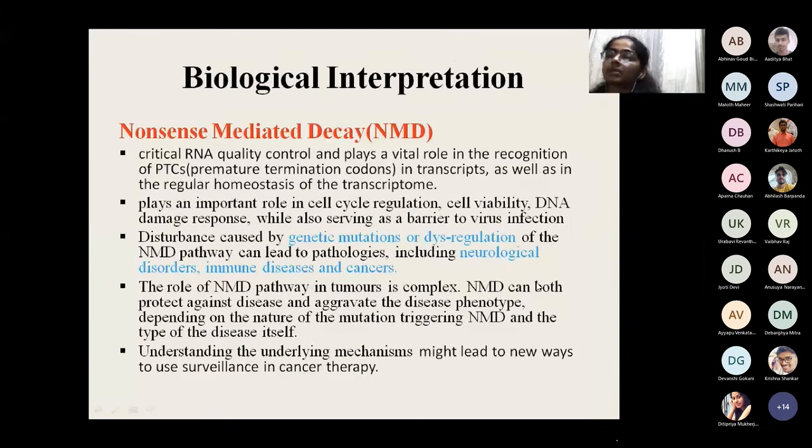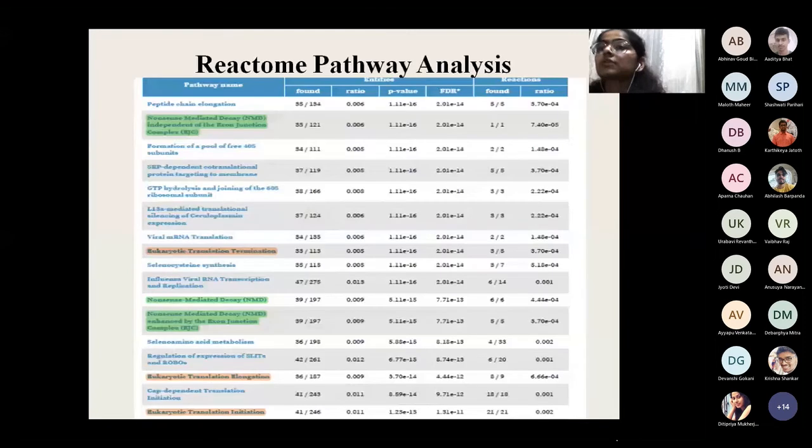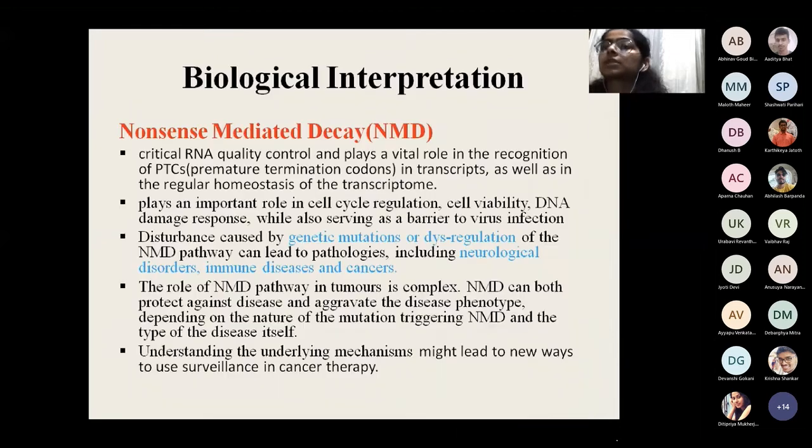Then for the biological interpretations, I could observe that from the Reactome pathway analysis, the nonsense-mediated decay and eukaryotic translation were the pathways that were frequently observed, and so I carried them forward for the biological interpretation.